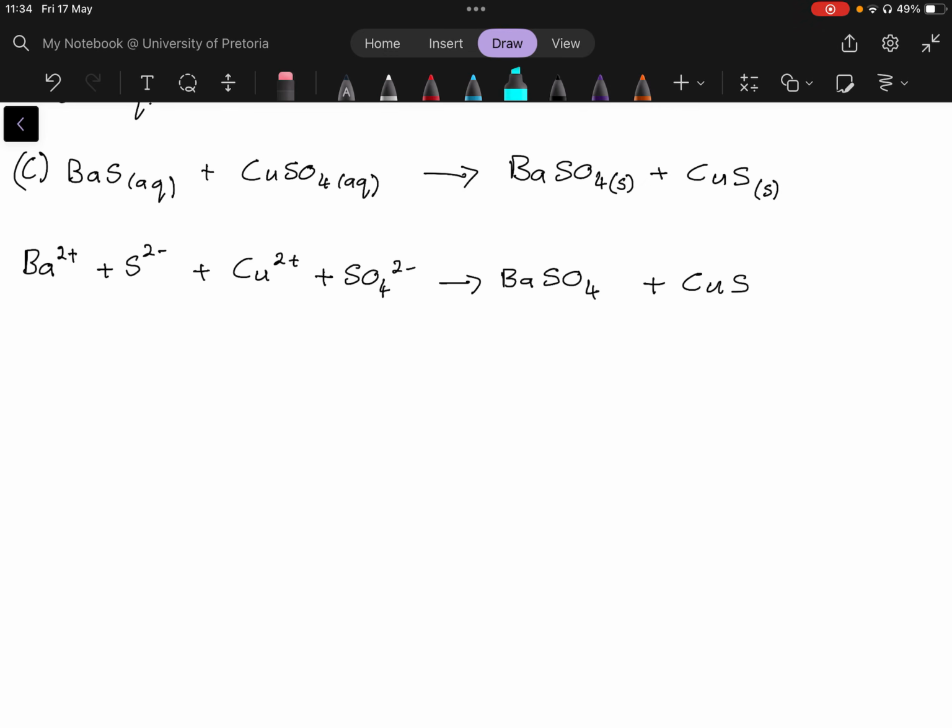So Ba 2+, there's nothing on the right-hand side. S 2-, there's nothing on the right-hand side. Cu 2+, there's nothing on the right-hand side. SO4 2-, there's nothing on the right-hand side. And that is because we form two precipitates. If we form two precipitates, there are no spectator ions. So therefore, there are no spectator ions. And hence, our net ionic equation equals the full or the total ionic equation.